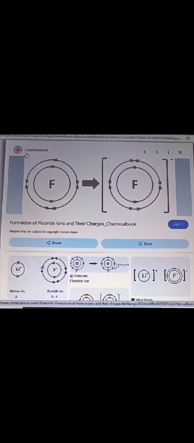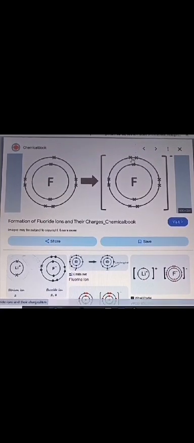As you see here, we have fluorine with 7 valence electrons, and then it gains 1 electron, and that leads to the sign being changed to negative, and now it is an anion. It formed an anion.